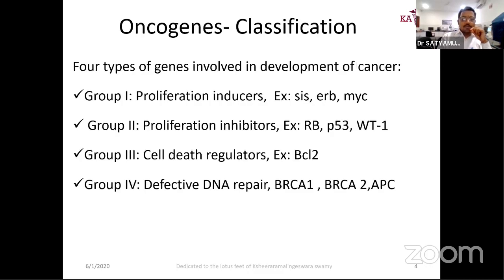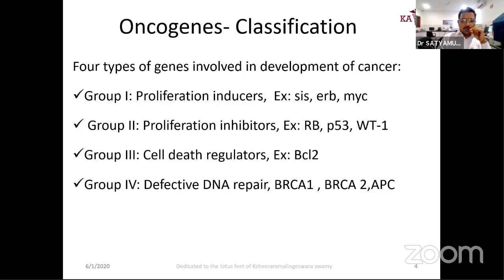Types of genes involved in the development of cancer. Group 1 is proliferation inducers. Actually, this grouping is not a standard one; I have taken it from the Gupta textbook of biochemistry, which I thought made it easy to explain the types of oncogenes. Group 1 is proliferation inducers, because once they are activated, they induce proliferation and cause cancer. Group 2 is proliferation inhibitors, commonly known as tumor suppressor genes. These have an inverse effect. If tumor suppressor genes are on, it is good.